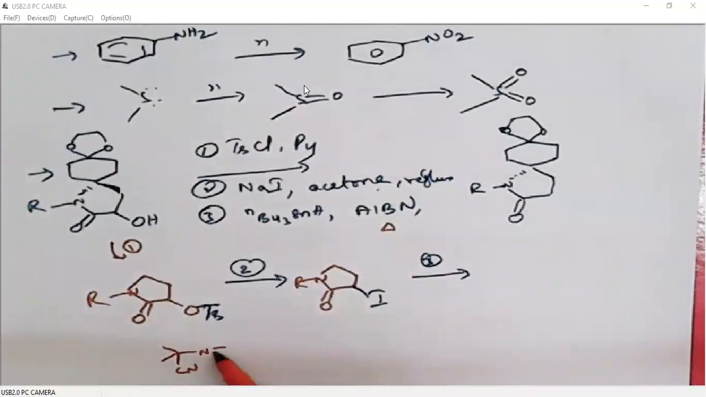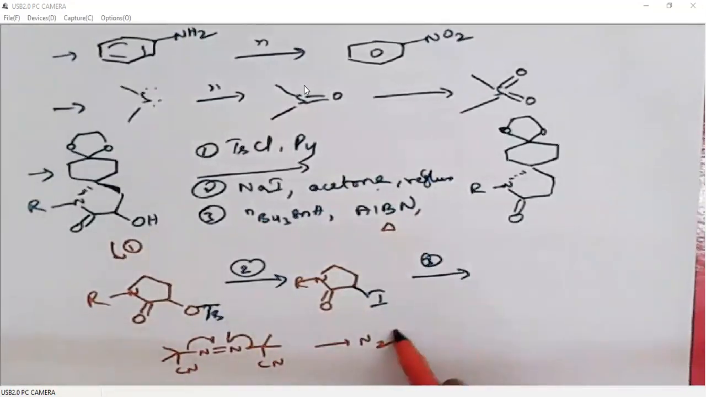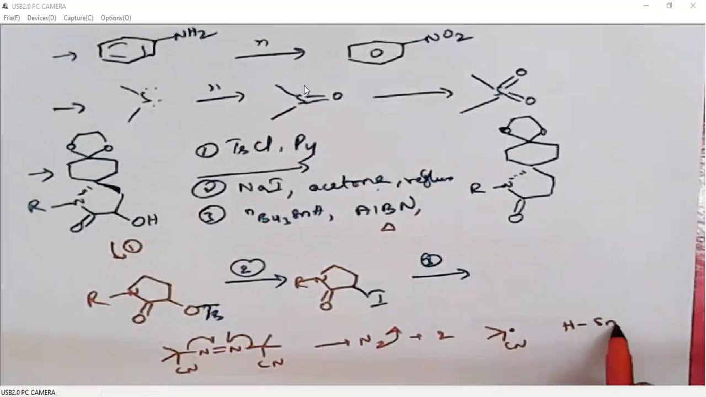Azobisisobutyronitrile, when we heat it, generates radicals. Nitrogen gas will be leaving, and we are getting an isobutyronitrile radical. What happens to this radical? It will pick up a hydrogen from tributyl tin hydride.